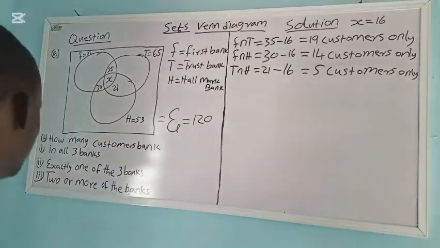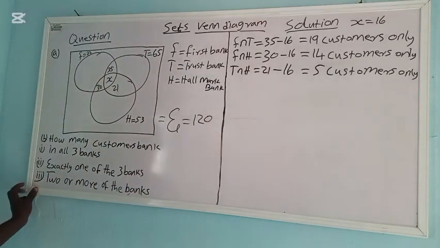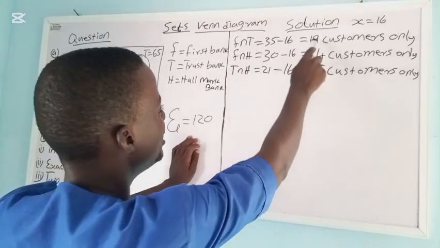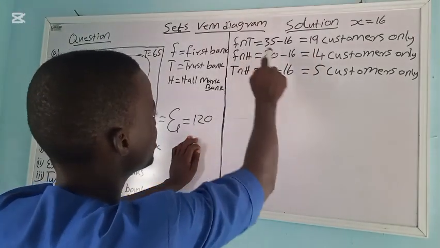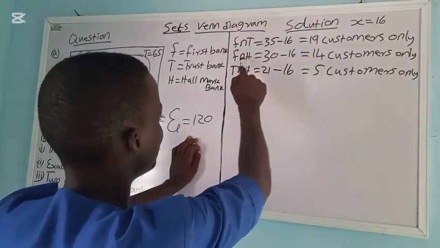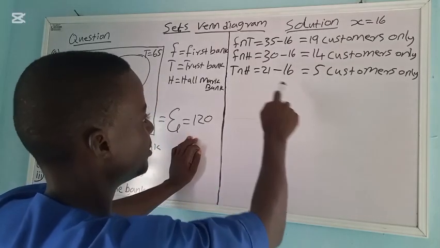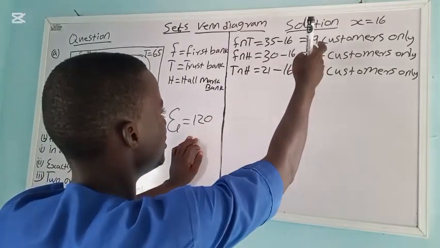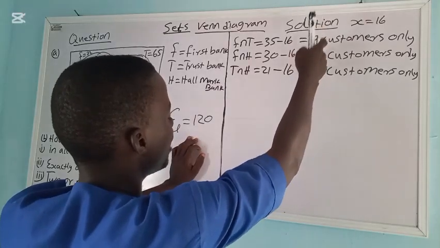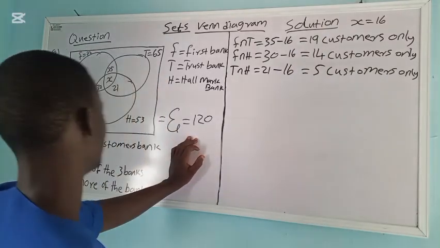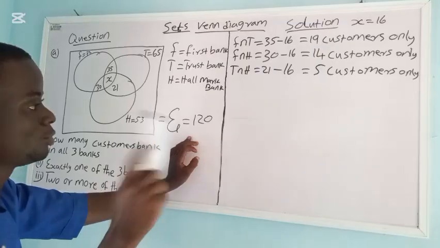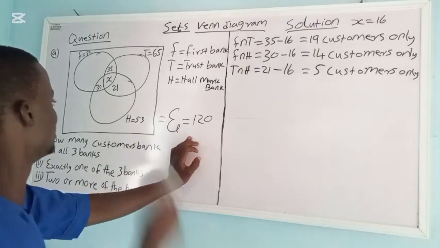So now, since I filled this one, going to the next question, I need to clean this one so I can continue. So now, the last one says two or more of the three banks. So how many customers use two or more of the three banks? So we want to calculate. And you know that in here we have only 19 use only First Bank and Trust Bank, 14 use only First Bank and Hallmark Bank, and then 5 use only Trust Bank and Hallmark Bank. So now these are the people that use only two of the three. Only two of the banks.